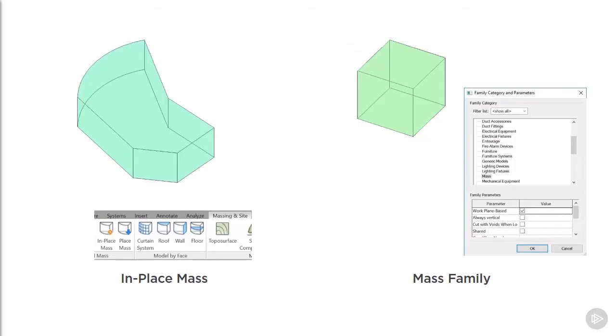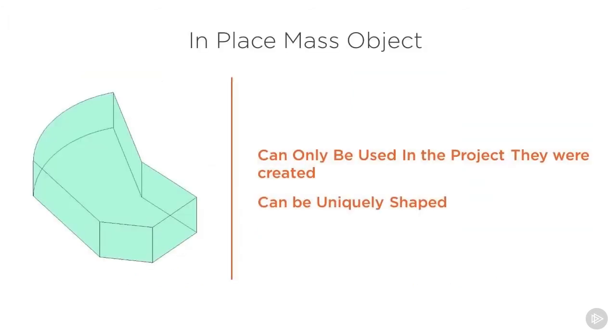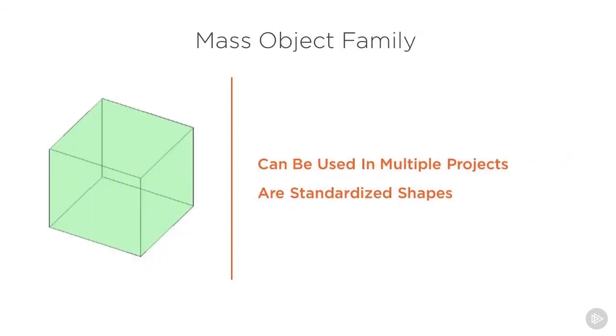There are two types of mass objects that can be created in Revit: mass object family or in-place mass objects. One of the pitfalls of an in-place mass object is that it can only be used in that particular project, or the project they were created in. But with them, you can create uniquely shaped masses. And a mass family object can be used in multiple projects, but their shapes are usually a standardized shape.